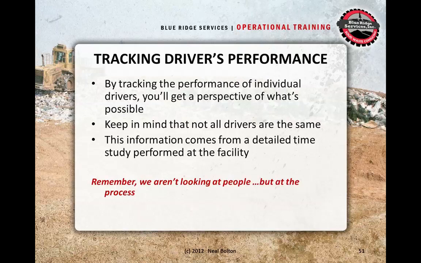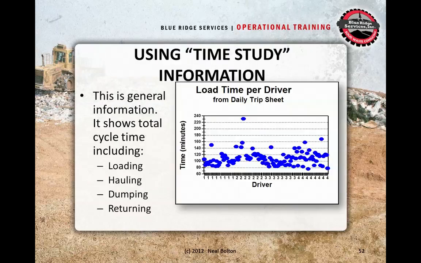And here's some of the initial data. This shows the loading time for the driver. How long does it take per load for drivers to process? And this includes loading, hauling, dumping, and returning. So a transfer truck being loaded at the transfer station, driving to the landfill, unloading, and then returning to the transfer station. These are times. And so we can say on average, looking at this, probably takes a little under 2 hours, probably about 100 minutes per round would be an average.